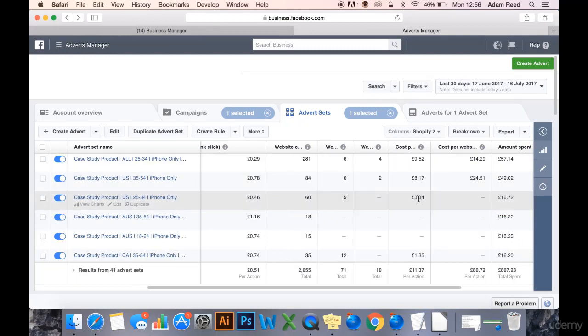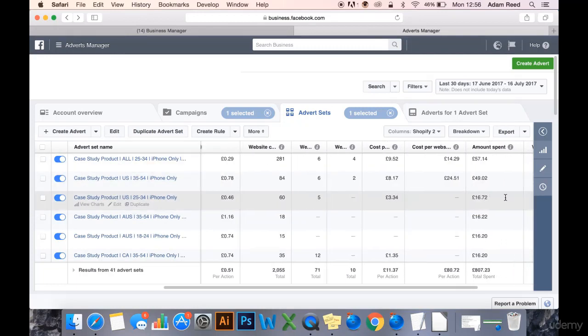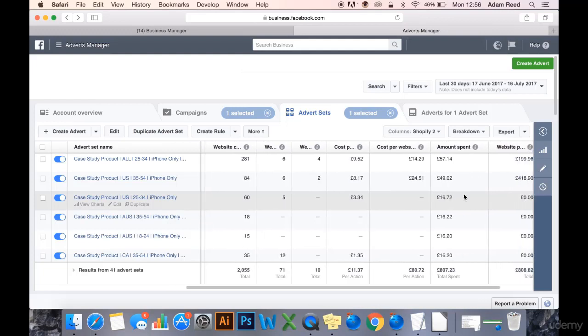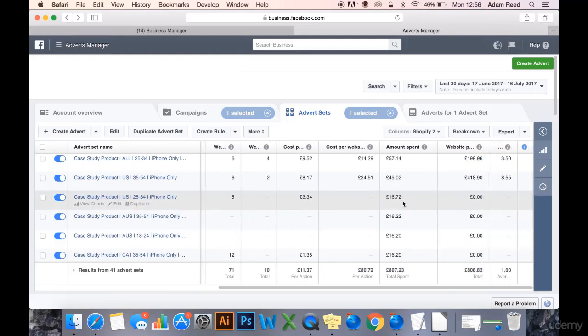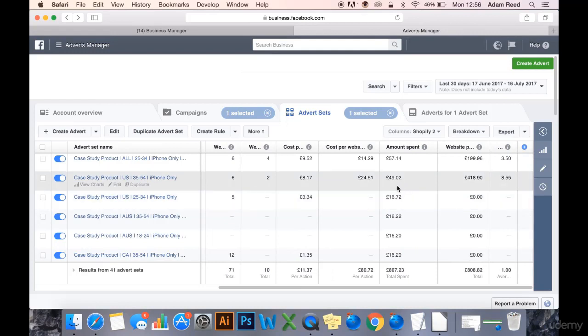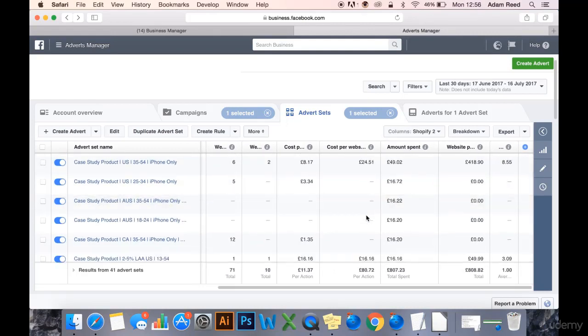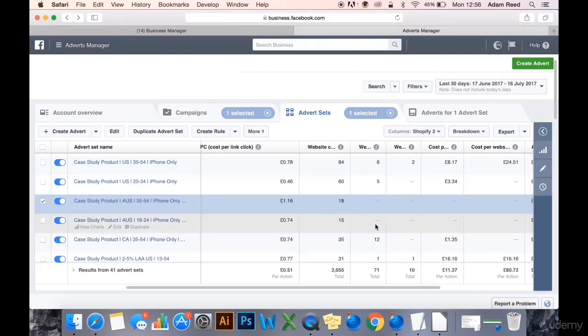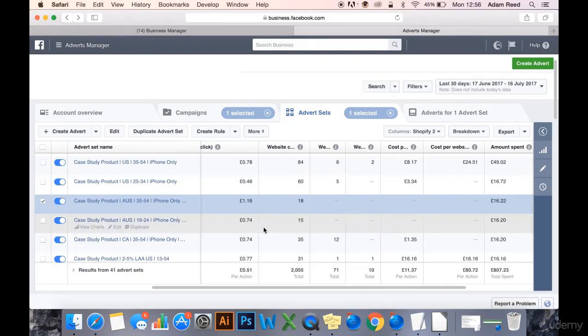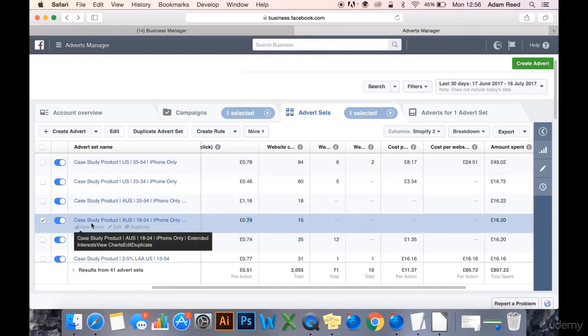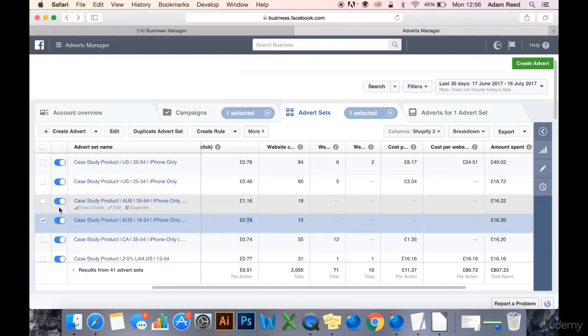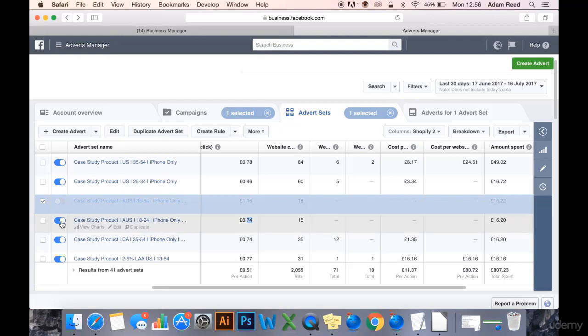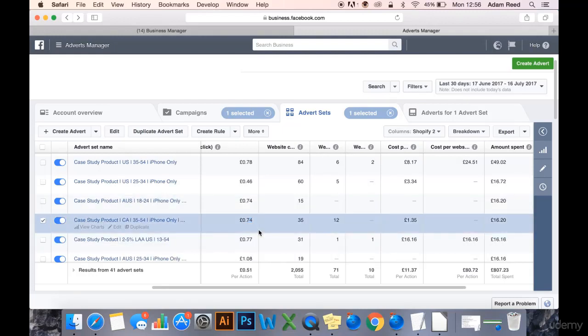We're spending £3 per add to basket. We've spent £16. I'm going to let this run. I'm going to leave it to continue to run. I think it may get a sale pretty soon at around £20. £16, no add to baskets. Very, very expensive CPC here, so we're going to kill that. Again, no add to baskets, £16 spent, £74 CPC. I may kill that. We'll come back to that.